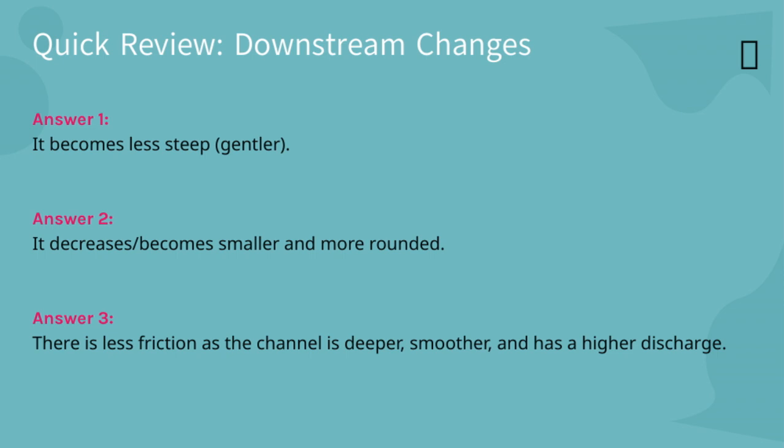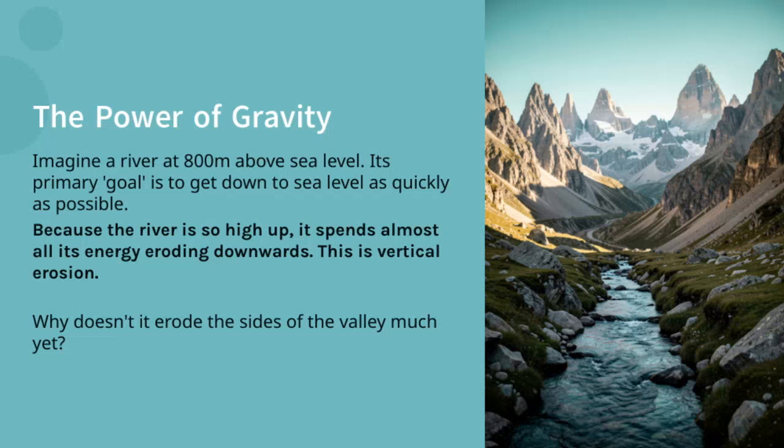This is a key idea. River speed is not controlled by gradient alone. It is also affected by channel shape, friction, and discharge. Now let's focus on gravity. Imagine a river starting 800 meters above sea level. Its journey is downhill towards sea level.